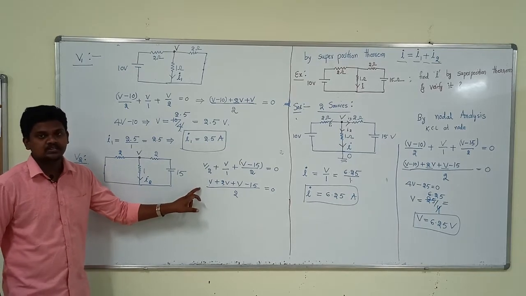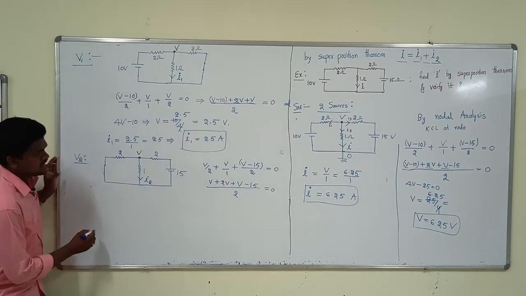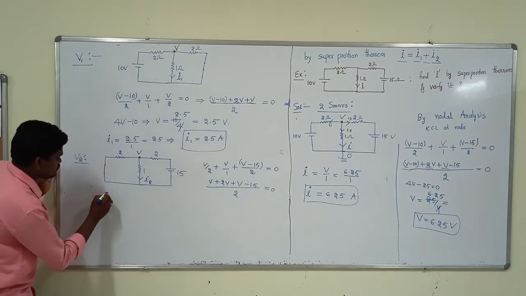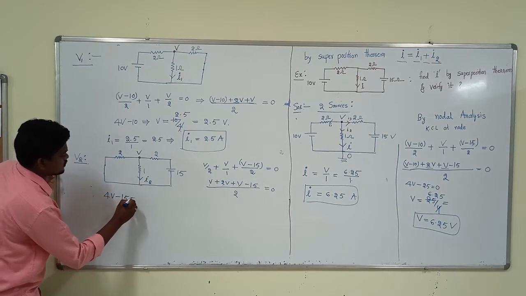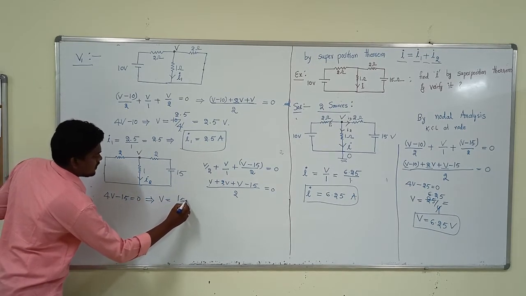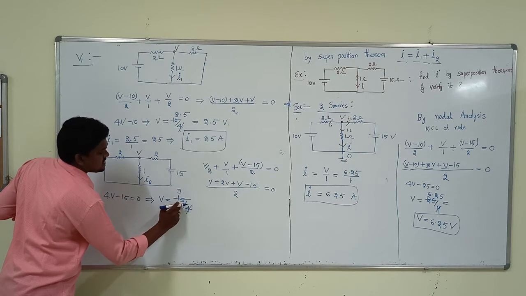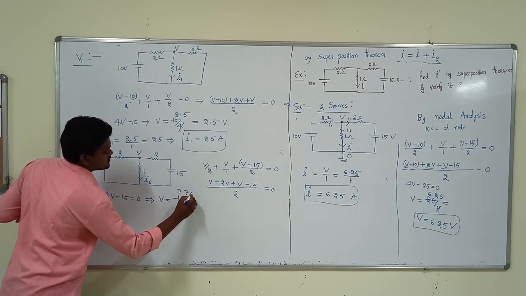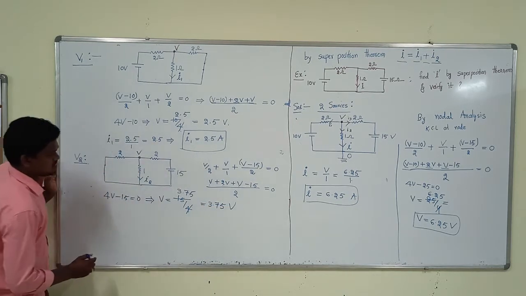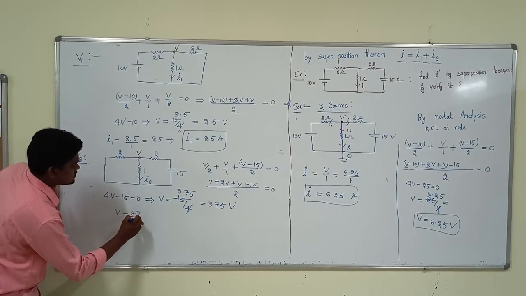We will simplify this expression, that is we will get V plus 3V plus 4V minus 15 equal to 0. 4V minus 15 is equal to 0. So by simplifying this we will get V equals 15 by 4. 4 3s are 12, 3 is remaining here, 0.75 times. So this is 3.75 volts. So the nodal voltage V is 3.75 volts.